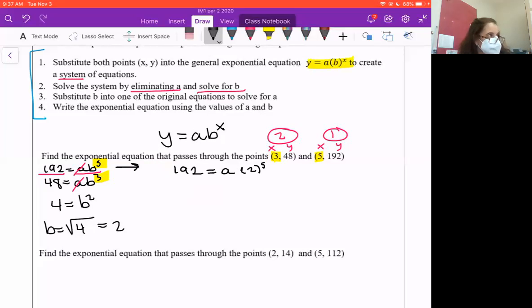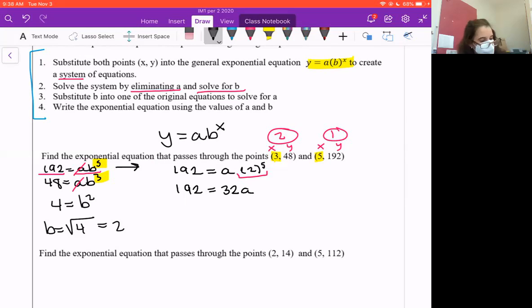I'm going to calculate that. 2 times 2 times 2 times 2 times 2. You're not sure what that is? Use a calculator. It is 32 though. So 2 to the 5th is 32. So now I have 192 equals 32 times a. A times 32, or 32a.